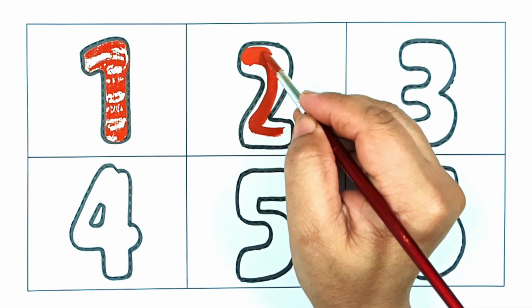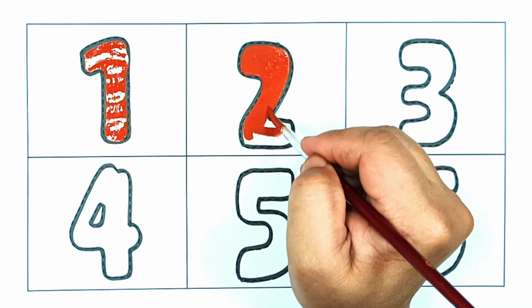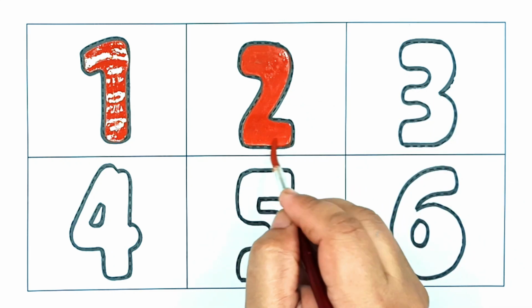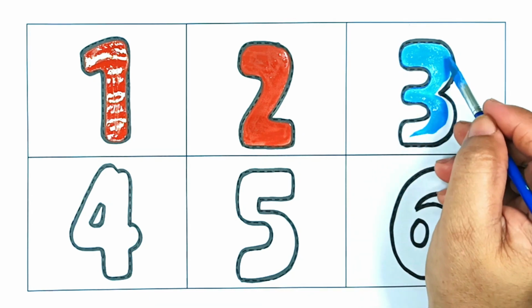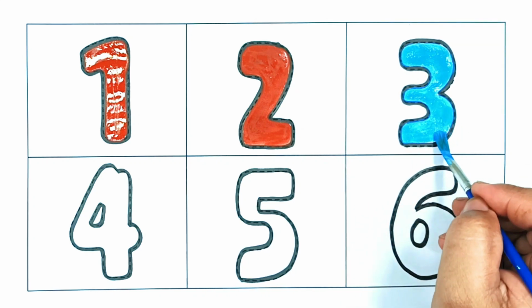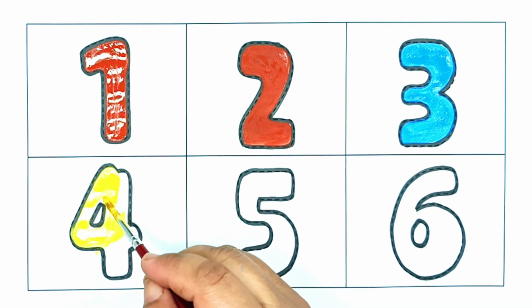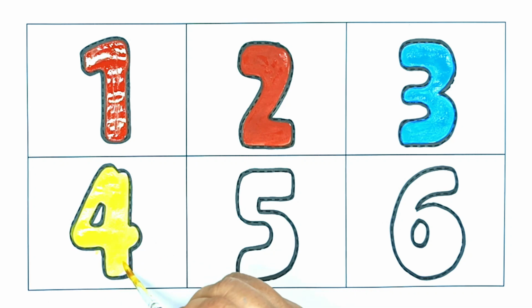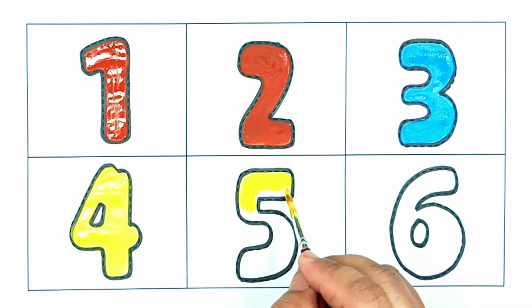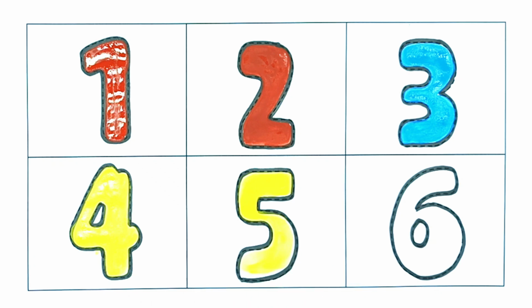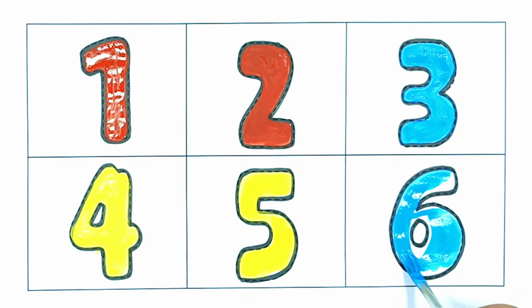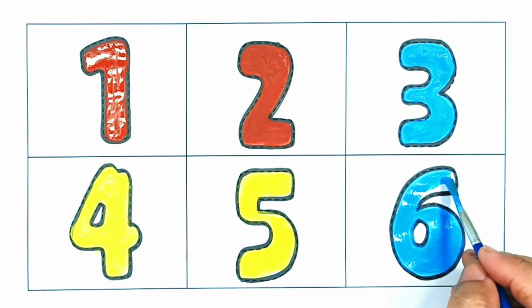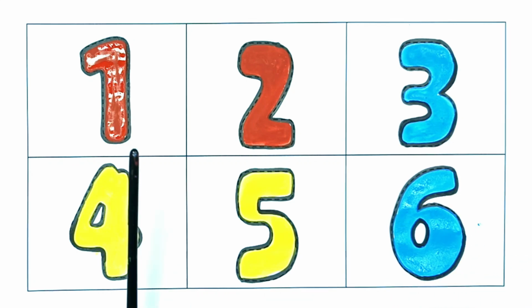One, 1. 2, 2. 3, 3. 4, 4. 5, 5. 6, 6. 1, 2, 3, 4, 5, 6.